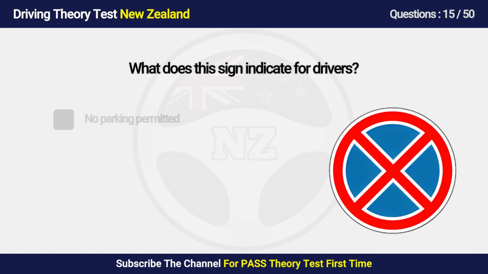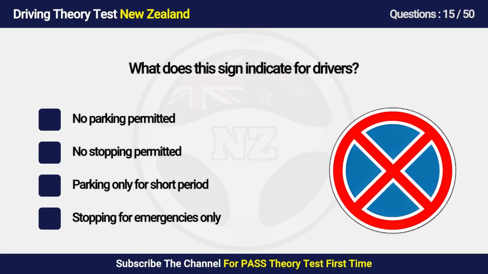Question 15. What does this sign indicate for drivers? A, no parking permitted, B, no stopping permitted, C, parking only for short period, D, stopping for loading only.